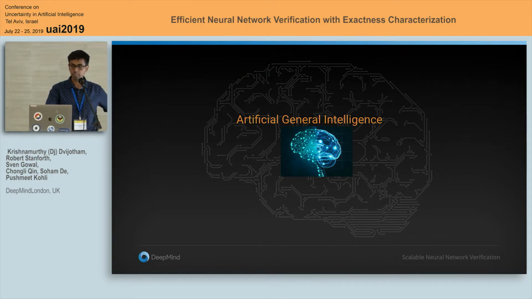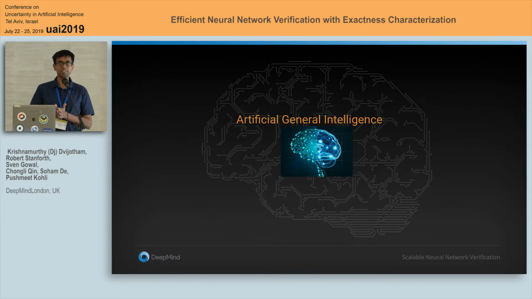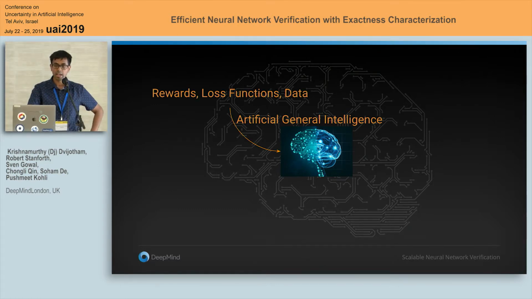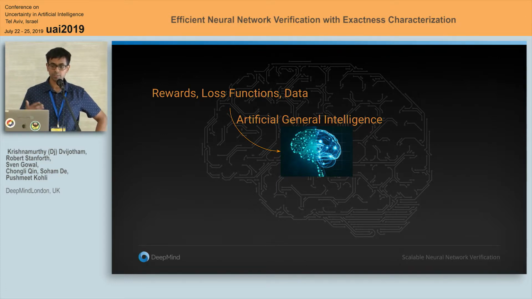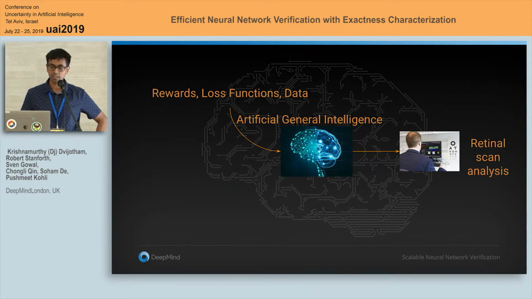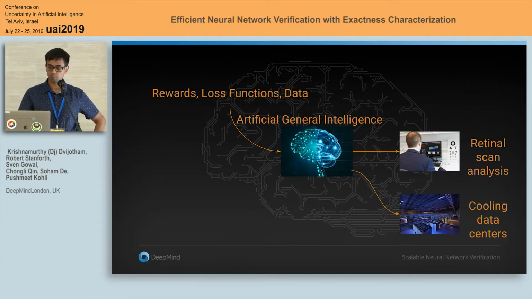So at DeepMind, we're working towards building general purpose artificial intelligence that has very powerful capabilities. And the hope is that once you have very powerful AI, you can take any real-world task that you're interested in solving, encode it using the appropriate reward functions, loss functions, and give it the right kind of training data, and it should be able to solve all kinds of problems for you.